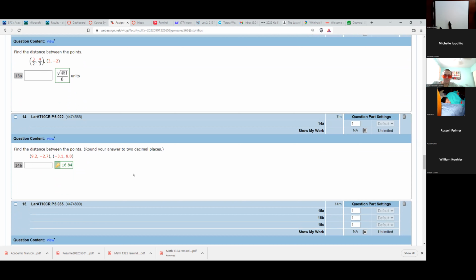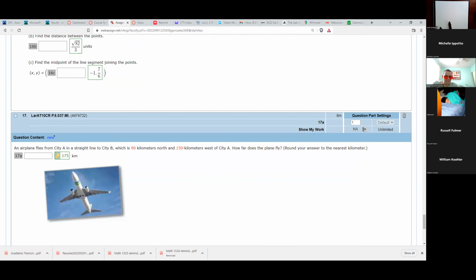But anyway, any questions on distance? Is that okay? Makes sense? Yeah, it makes sense. All right, these last two are just a word problem using these distances. So you just draw the picture and you'll do the same thing pretty much.